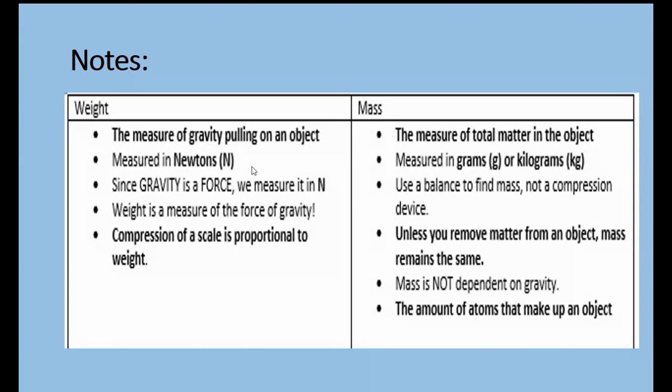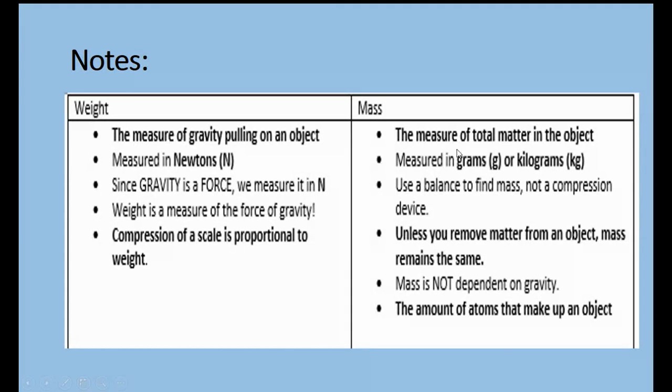That's why objects don't get squashed on Earth, because there's an equal force pushing out on the object as well as gravity compressing or pushing in on the object. There's a balance. Everything in nature always wants to be in balance. It's called equilibrium. Everything in nature always wants to be equal.